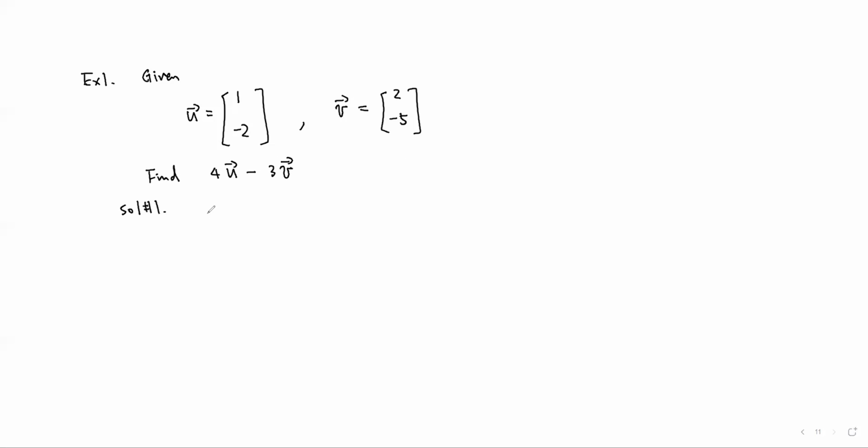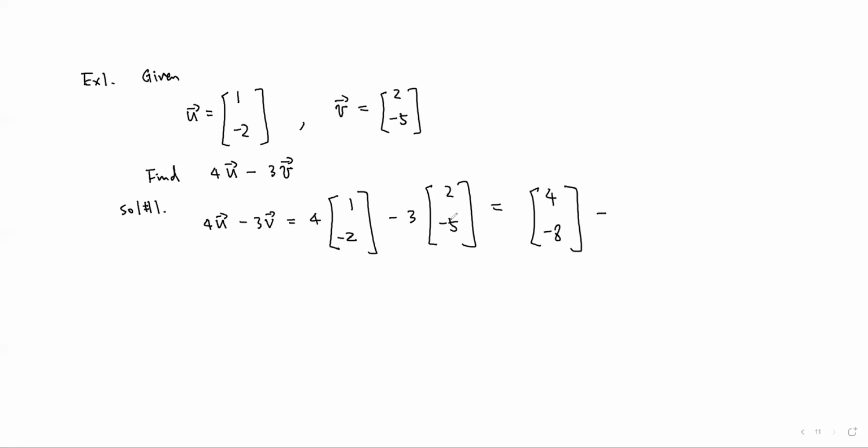Okay. 4 times u minus 3v is equal to what? u is (1, -2), minus 3v, v is (2, -5). Okay. 4, a number, times a vector is 4 times all the entries. 4 times 1 is 4, 4 times -2 is -8. Minus 3 times a vector, 3 times all the entries. 6, -15.